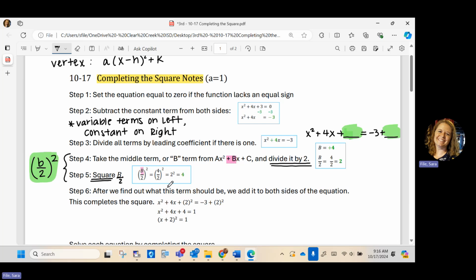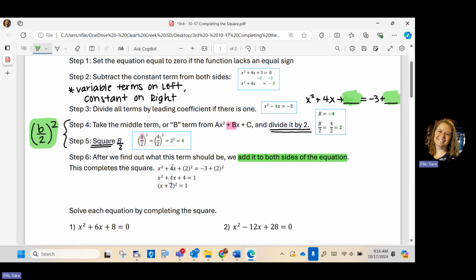Now, after we find out what that term should be, here is where we add it to both sides of the equation. That's what I just highlighted up here. I add it to both sides of the equation, and that completes the square. You can see it makes this a perfect square trinomial, meaning that this right here will factor into this binomial squared.